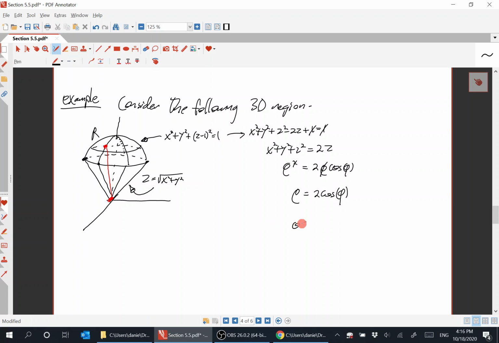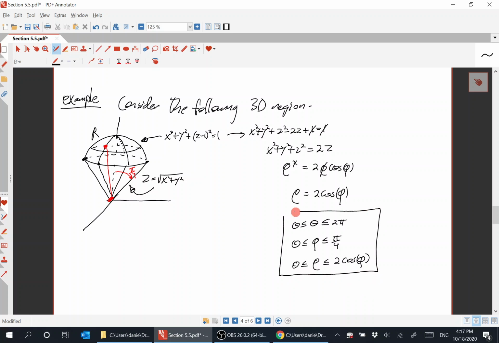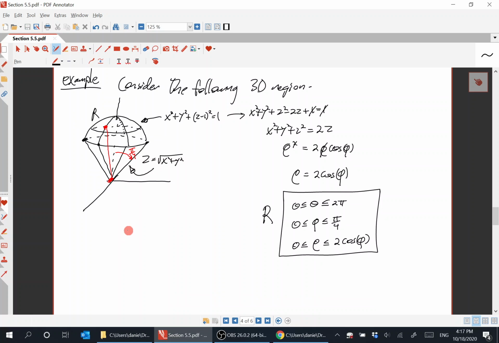So we've got 0 less than or equal to theta less than or equal to 2 pi. Phi, well, the angle of declination for this standard cone here is 45 degrees, pi over 4. So 0 less than or equal to phi less than or equal to pi over 4, and then 0 less than or equal to rho less than or equal to 2 cosine phi. So this is the description of R in terms of spherical coordinates. We've got theta bounded by constants, phi bounded by constants, rho bounded by functions of phi.